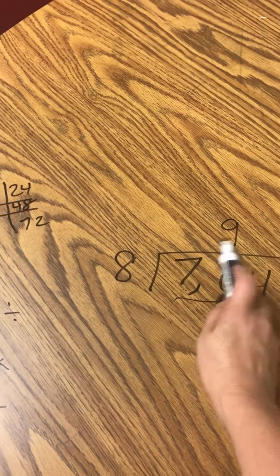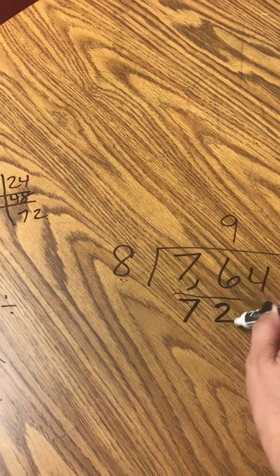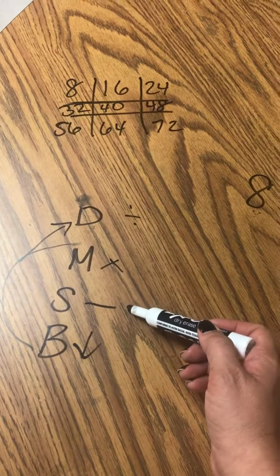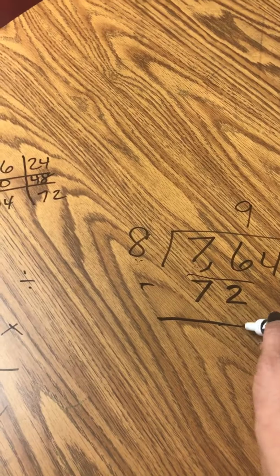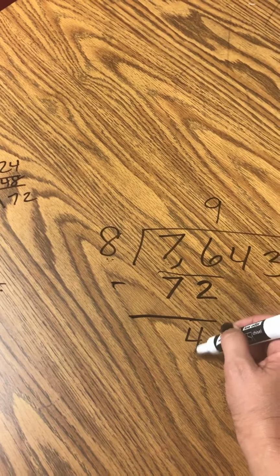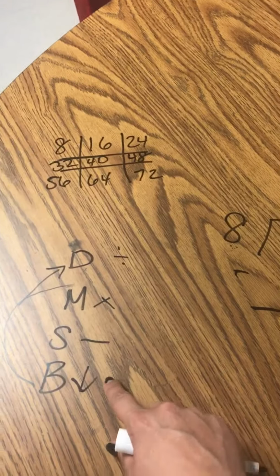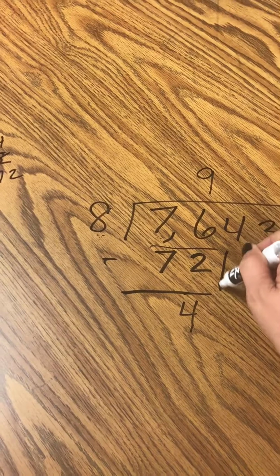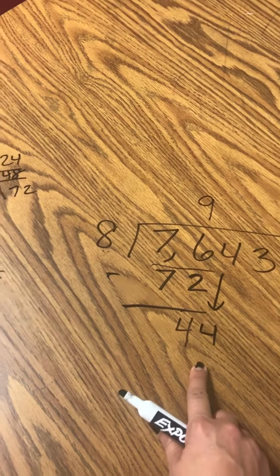Our next step would be to multiply. We just wrote down a 9. We multiply it by the divisor 8. 9 times 8 equals 72. Then the next step would be to subtract. So we subtract 76 and 72. The difference is 4. The next step is to bring down. So we are going to bring down the 4. And now this is our new number that we are going to be dividing.